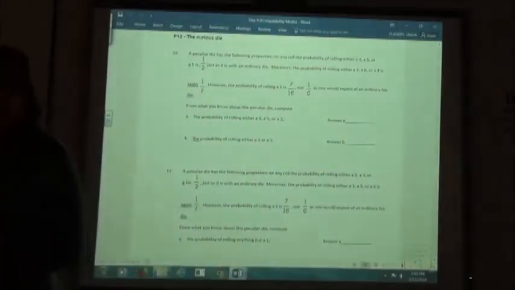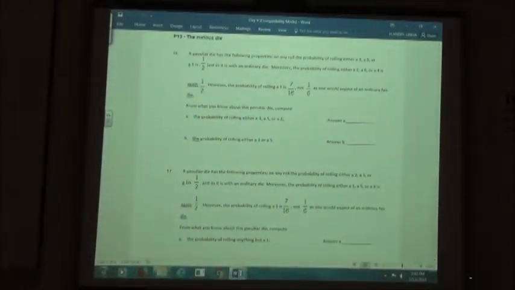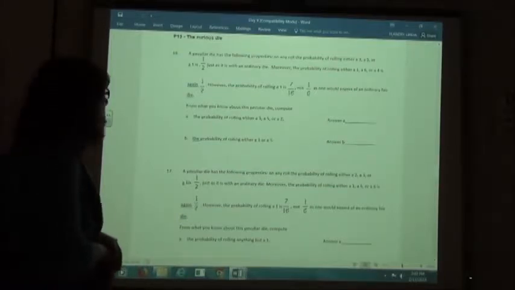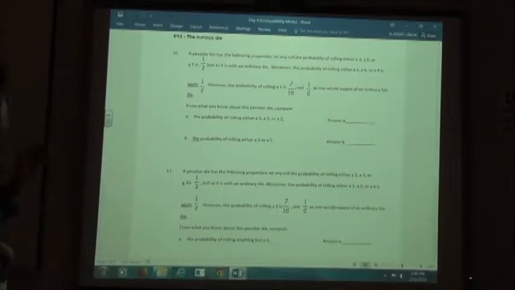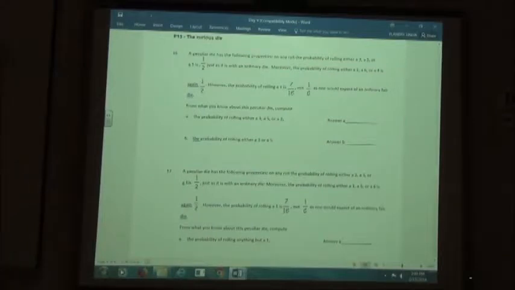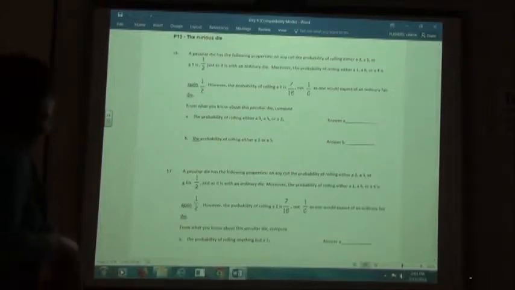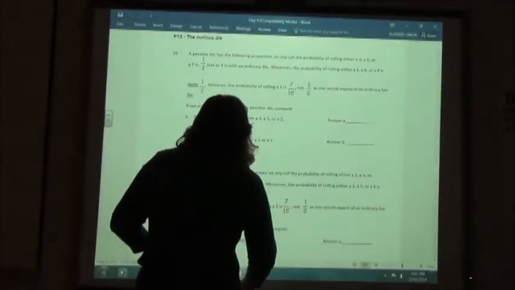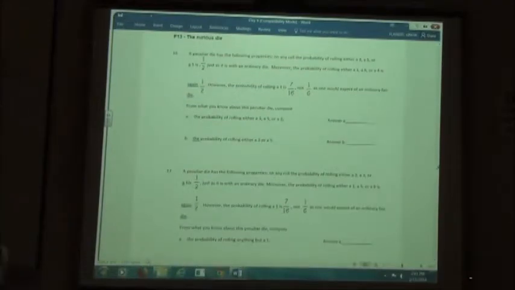All right, this one's a little crazier. It says, a particular die has the following properties. On any roll, the probability of rolling either a 3, a 5, or a 1 is 1/2, just like it would be with an ordinary die. Moreover, the probability of rolling a 1, 6, or 4 is, again, 1/2. However, the probability of rolling a 1 is 7/16, not 1/6, as you would expect. From what we know about this peculiar die, what's the probability of rolling either a 3, a 5, or a 2?